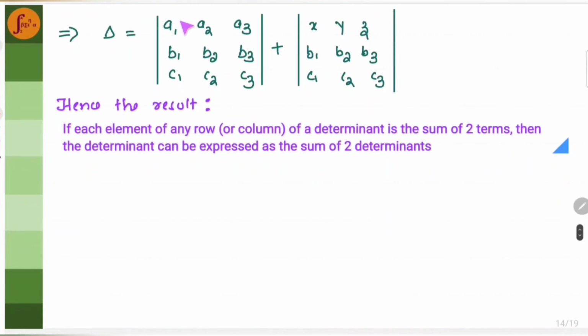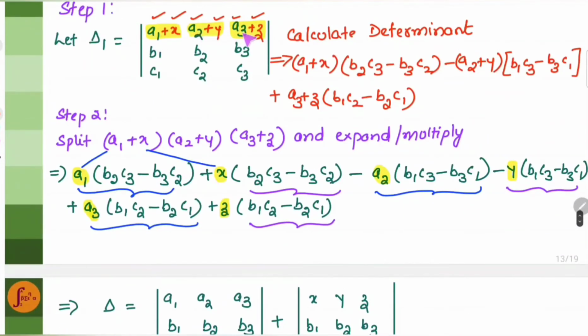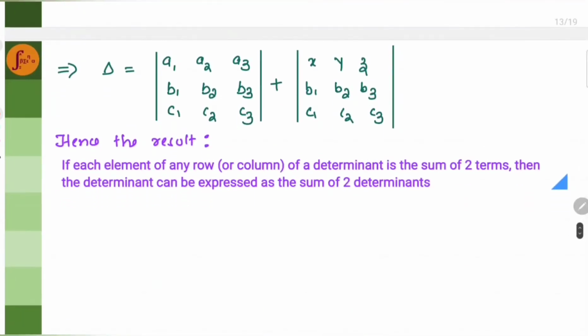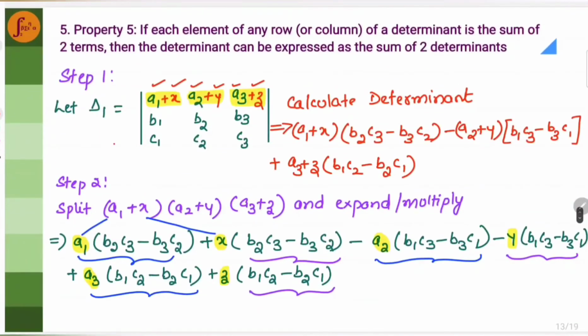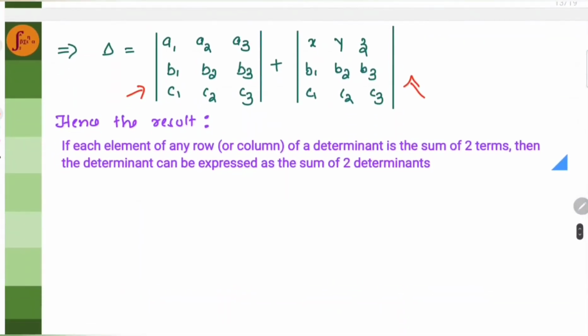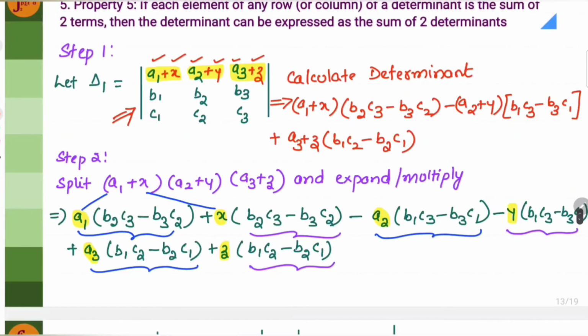It is the same as, you split a1, a2, a3 into one particular matrix and x, y, z into another matrix. And then when you calculate the determinant of this and the determinant of this, it's going to be the same as calculating the determinant of this. That is, the determinant of this is going to be the same as this determinant plus this determinant. So we will calculate the determinant as we normally do.